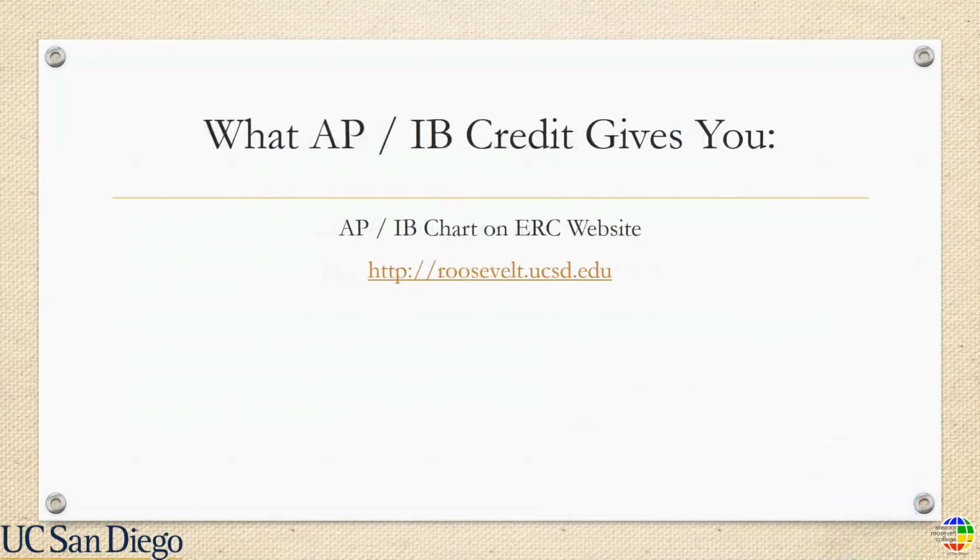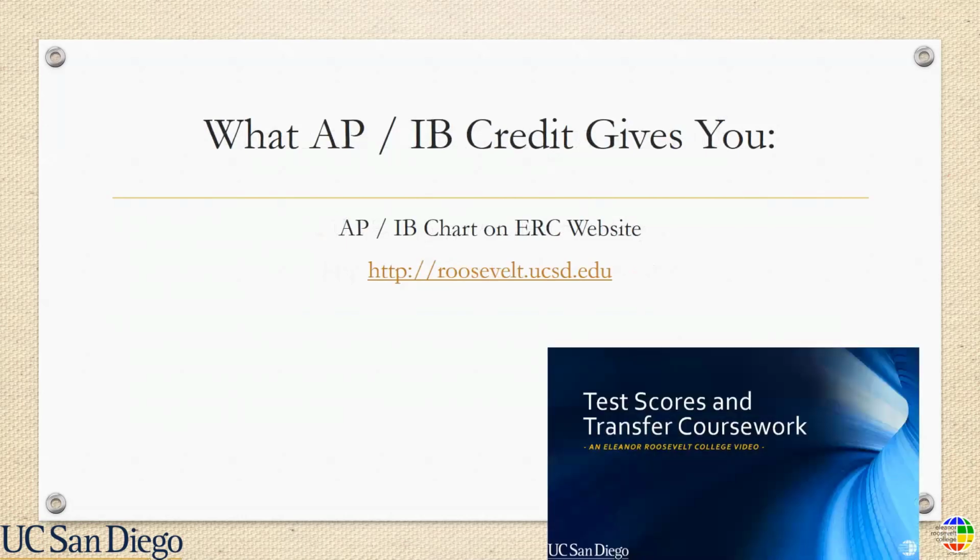After you've checked your scores in Triton Link, you can also see the ERC AP IB chart to see which courses your test scores exempt you from. You can find this on the ERC website at roosevelt.ucsd.edu. Again, you can review the video we sent for a step-by-step guide on how to find and read the AP IB chart.